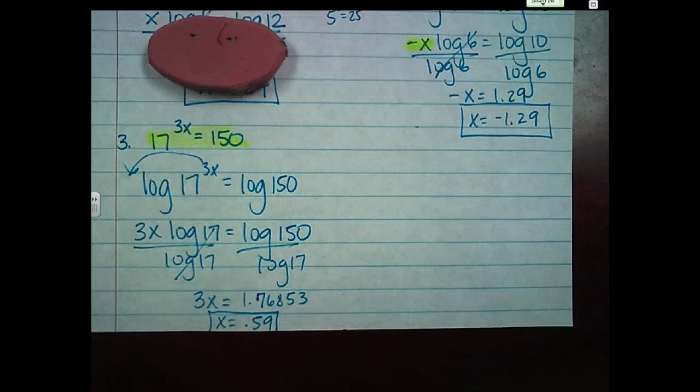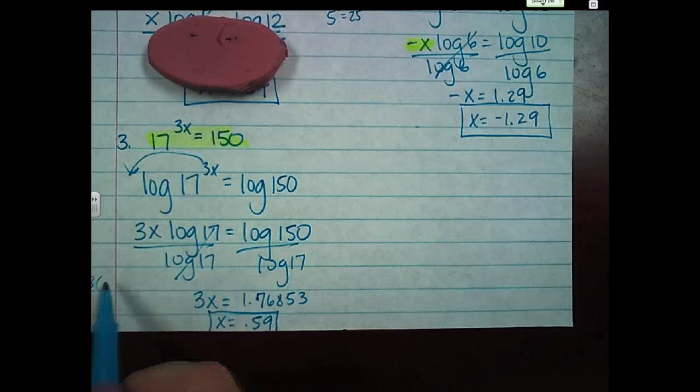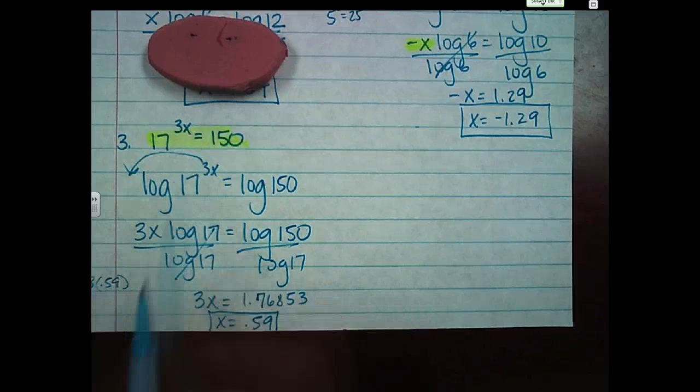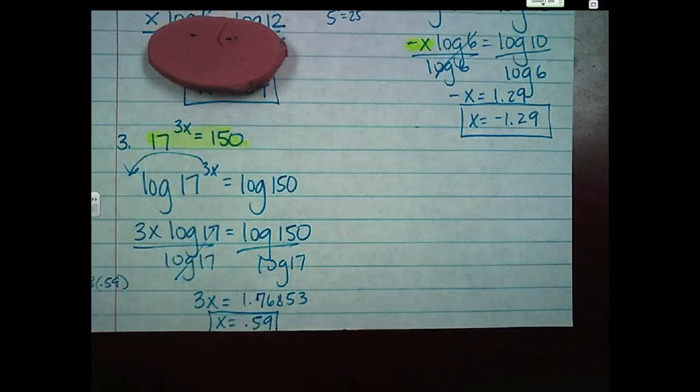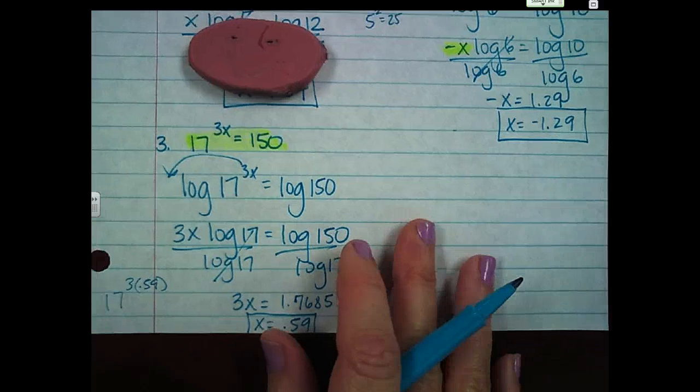And you can check your answer. Go back and check. Take 17 and raise it to the 3 times 0.59 and see how close to 150 you get. It would be horrible to try to do that by trial and error, though. It would just take forever.